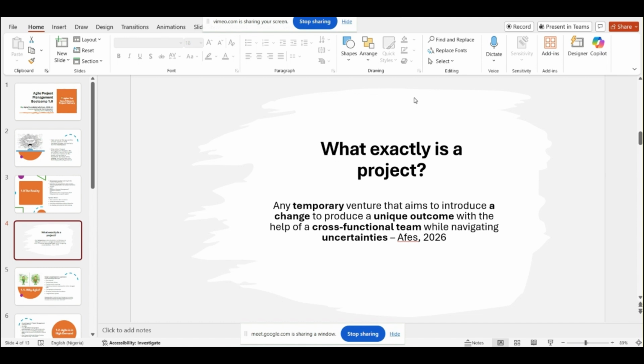So from the analogy, you would find that a project is temporary, involves change, is unique because it is introducing something new, and is cross-functional and uncertain. You can't escape these concepts when talking about project management. You would always find them. In fact, they are the critical characteristics of a project as we have it.